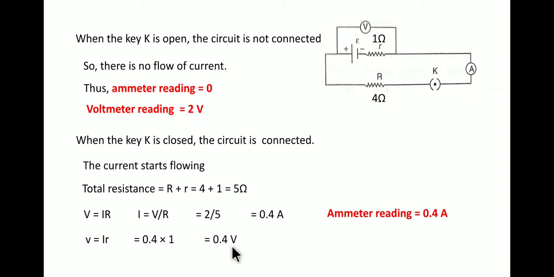Okay, 0.4 volt. But now since there is a voltage drop, what will be the total potential difference on the two terminals? It was 2 volt, and now there is a voltage drop of 0.4 volt. So you have to subtract it, and then you'll get the answer as 1.6 volt, which is the voltmeter reading when the circuit is connected, or when the key K is closed. Okay, so these are your answers.